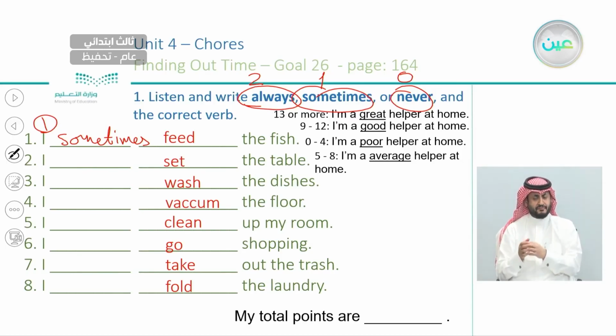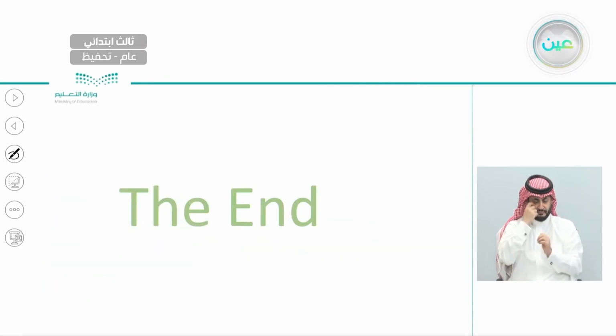If you have 13 or more, you're a great helper. 9 to 12, good. 0 to 4, poor. 5 to 8, average. Okay? So this is the end of our lesson today.